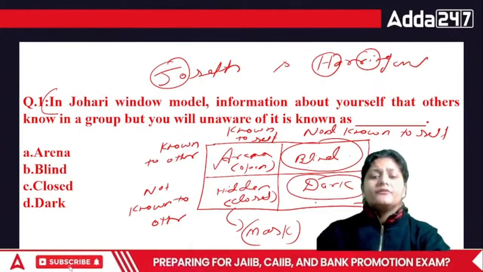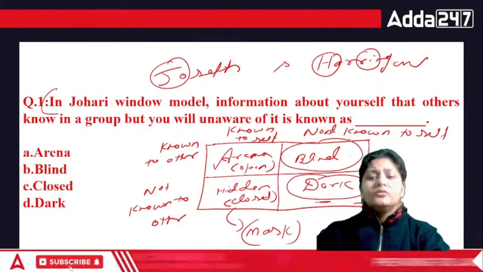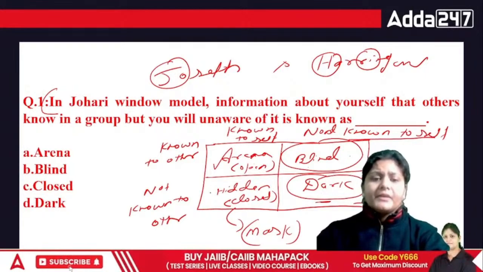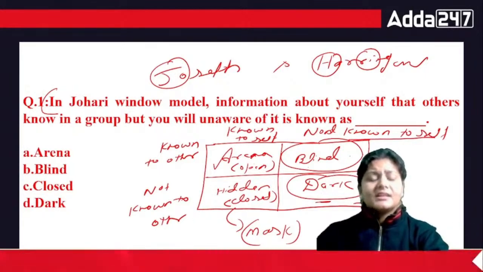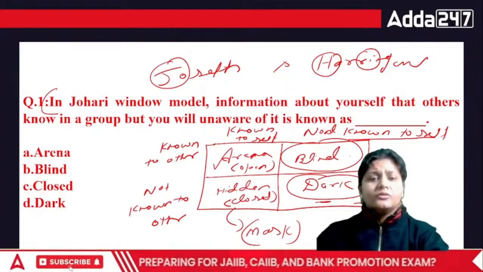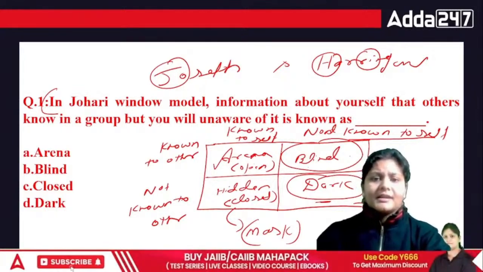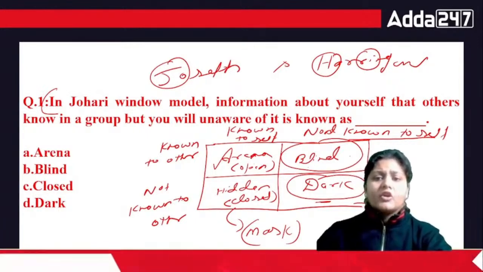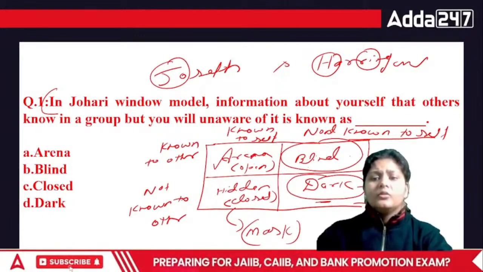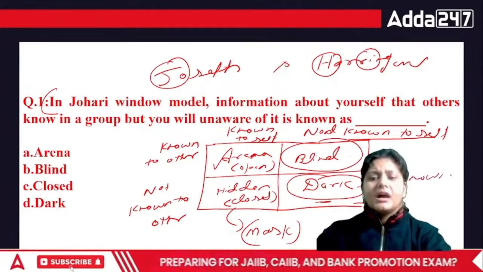Here the information is not known to self and not known to other. That means it is information that even others don't know about you, and even you don't know about yourself. So that is the dark area, a completely unknown area. We call it the unknown area also.